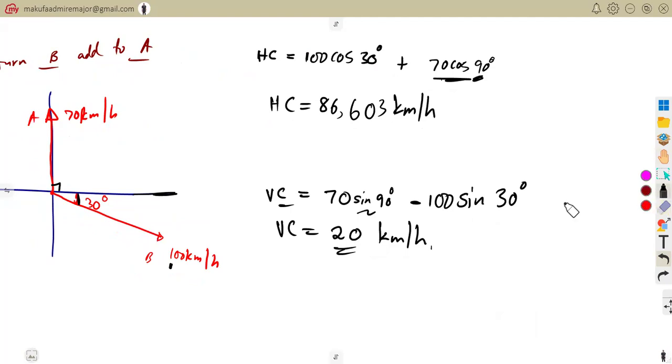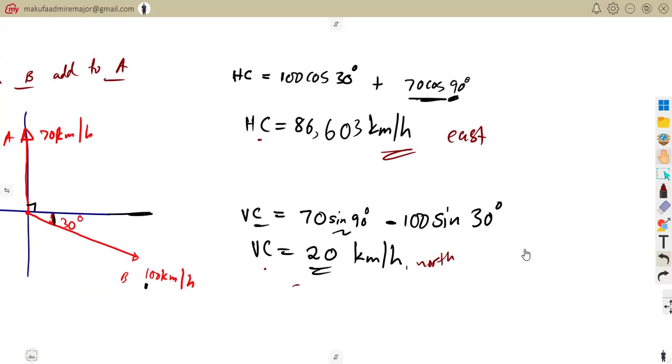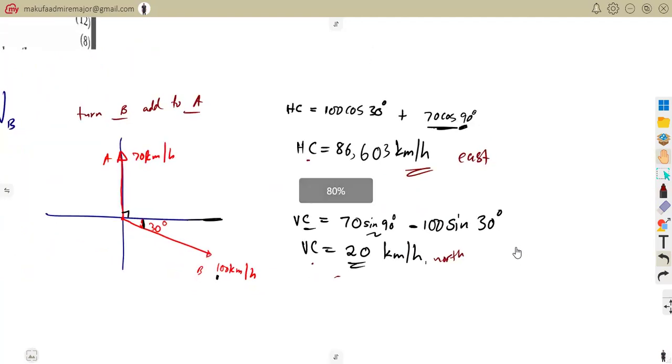So according to the horizontal being positive, which side are we going? We are going to the east. Vertical being positive, it means we are going to the north. So that is the condition that is important here, to say where exactly we have the horizontal and where exactly we have the vertical, so that we know the quadrant in which our resultant is going to lie.